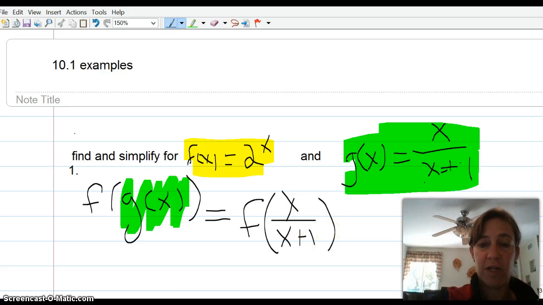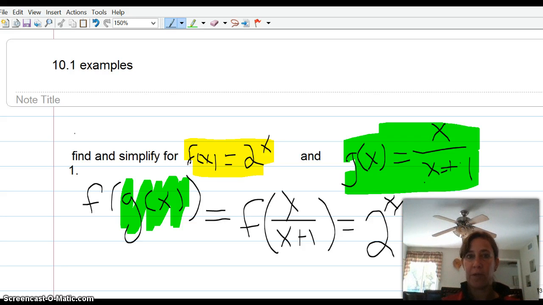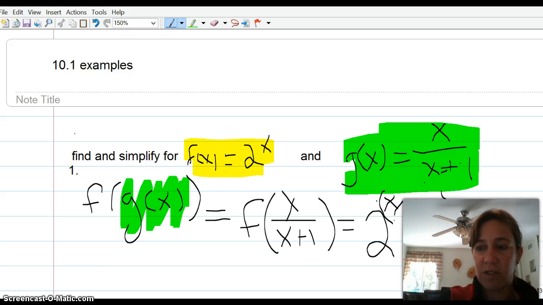And then I look at the function f of x, which is 2 to the x. So instead of x, I replace that with x over x plus 1. Be really careful on computers and calculators to put parentheses appropriately for your order of operations. You would first evaluate x over x plus 1, making sure that all of x plus 1 is in the denominator, and then 2 to that power. This is our final answer. It's another function that was created by composing these two functions.